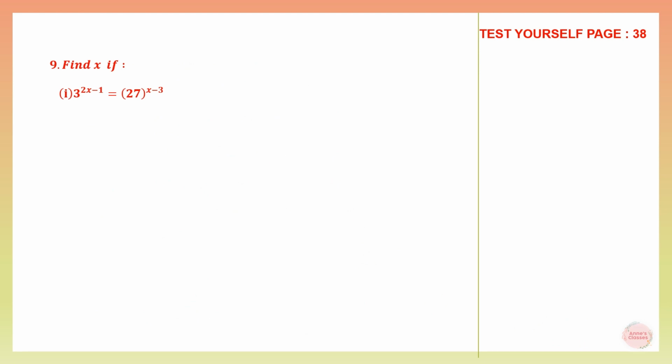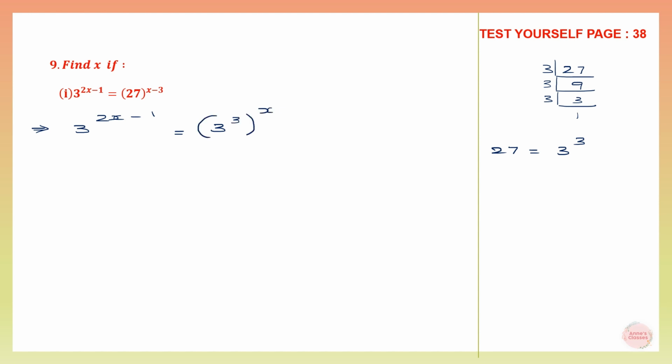Question 9. Find x if 3 raised to the power of 2x minus 1 is equal to 27 raised to the power of x minus 3. So here what we are going to do is write this first one as it is, 3 raised to the power of 2x minus 1, and here 27. Let's find the prime factors of 27. 3 9s are 27, then 3 3s are 9, and then 3 1s are 3. So now we can write 27 as 3 raised to the power of 3, isn't it? So here let's write 3 raised to the power of 3, which is 27, and 27 is raised to the power of x minus 3.